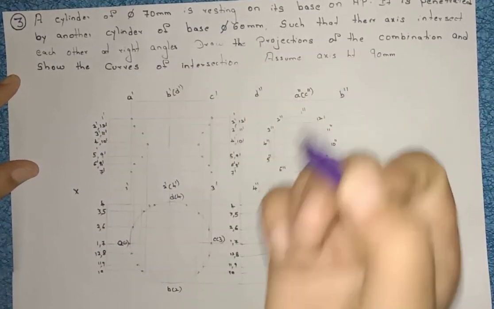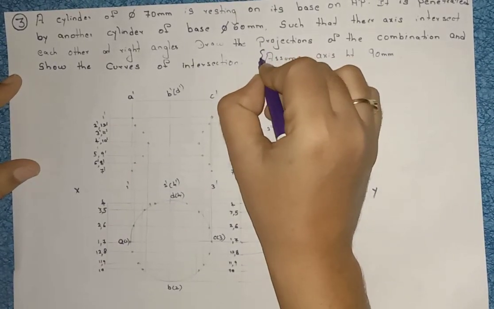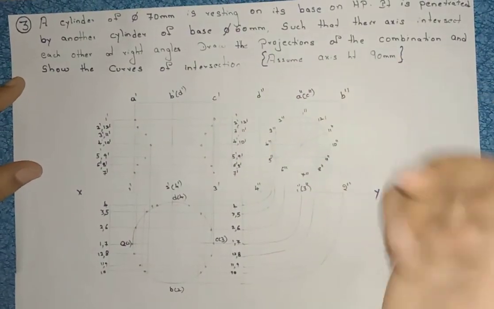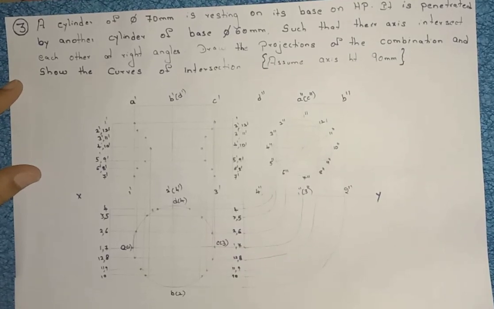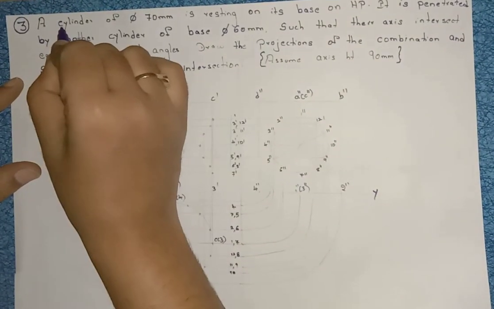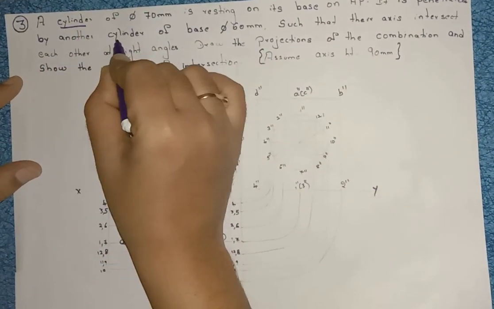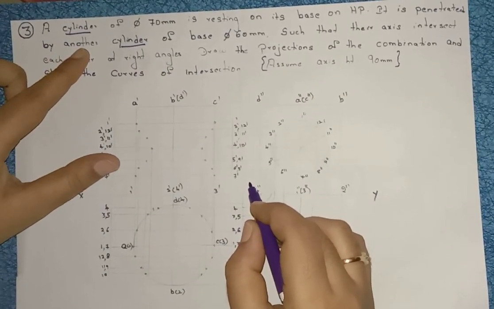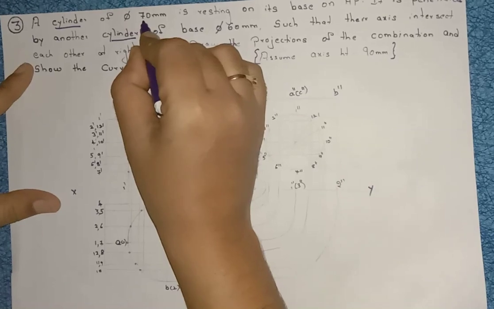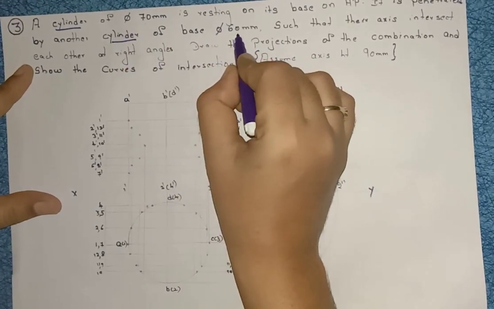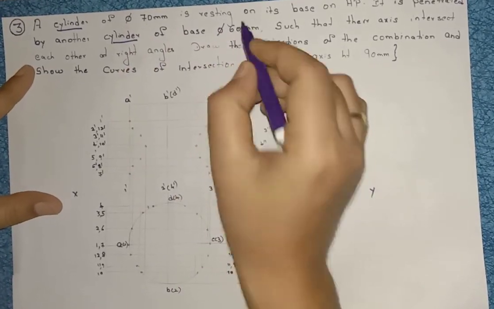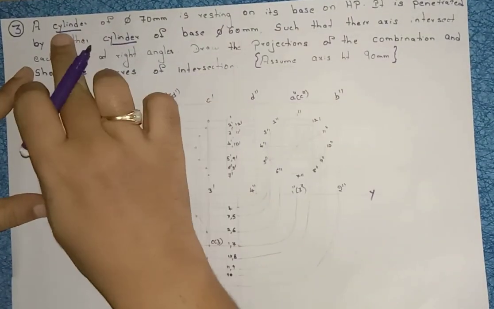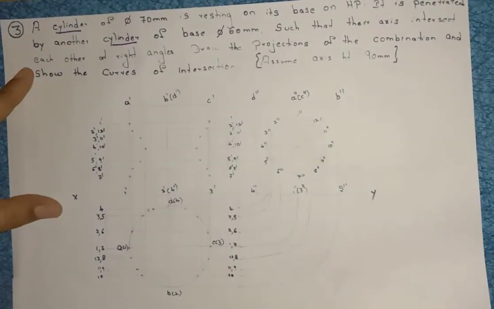So in this question also they didn't mention axis height, so assume axis height is 90. Can assume anything, right? So what is the question here? Cylinder versus cylinder. A cylinder is penetrated by another cylinder. One of the cylinder diameter is 70 mm, another cylinder diameter is 60 mm, right? So this is the question. They asked to construct the cylinder based on HP.